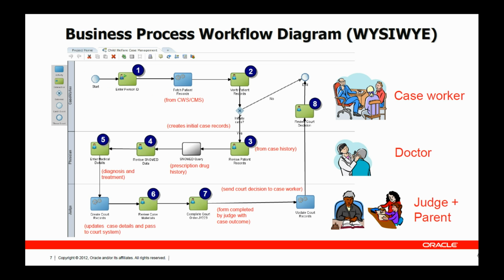So if we look at the business process workflow diagram that we've put together for this, this illustrates the happy path for the 3 swim lanes. We've got the caseworker at the top, the doctor in the middle, and then the court with the judge at the bottom. And of course, with these business process diagrams, the acronym is what you see is what you execute. So this is actually within the product development tool set. You build this workflow diagram, and it then actually controls the workflow, as we're going to see when we do the demonstration.